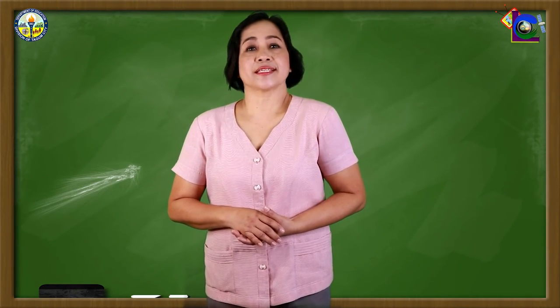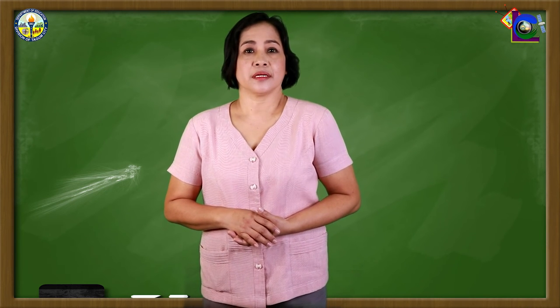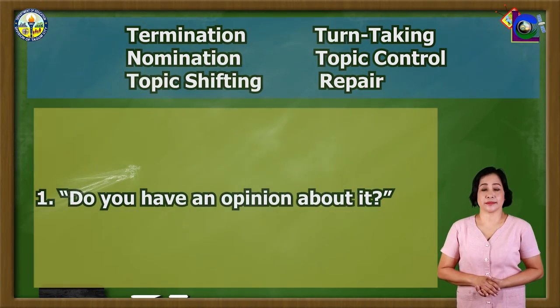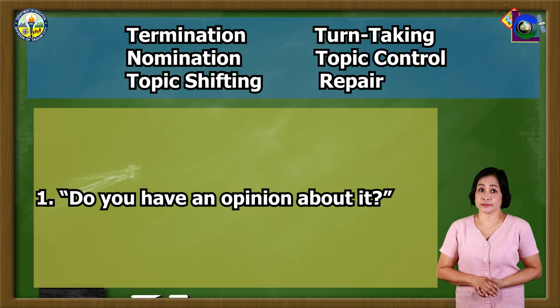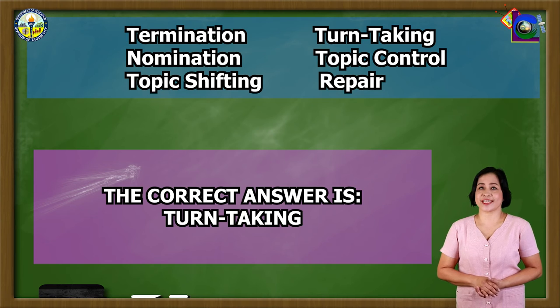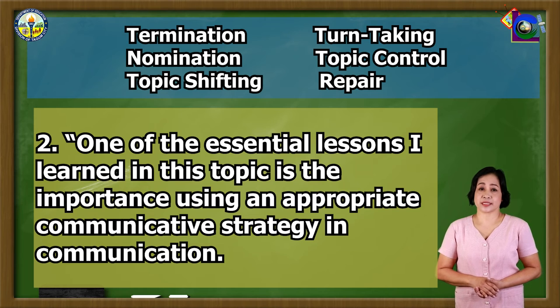This time, let us have a short activity to assess if you really understand today's discussion. I want you to identify the strategies employed in the following statements. You will be given 5 seconds to choose the correct answer. Number 1. Do you have an opinion about it? The correct answer is turn-taking. Number 2. One of the essential lessons I learned in this topic is the importance of using an appropriate communicative strategy in communication.